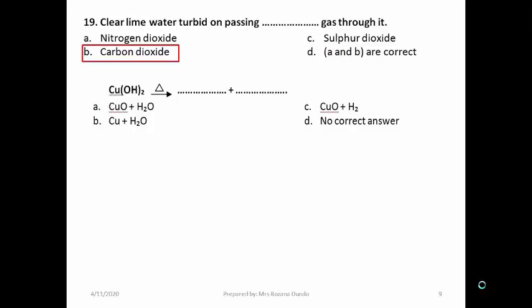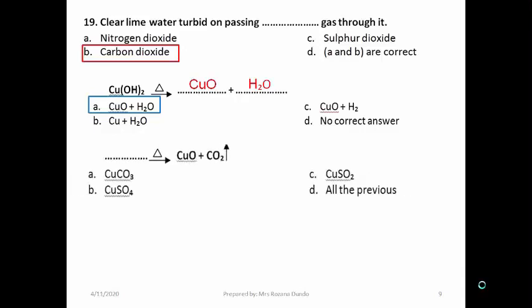We have copper hydroxide, with heat it is going to be decomposed into copper oxide plus water. Now, which compound is going to be decomposed into copper oxide plus carbon dioxide gas? Copper carbonate.